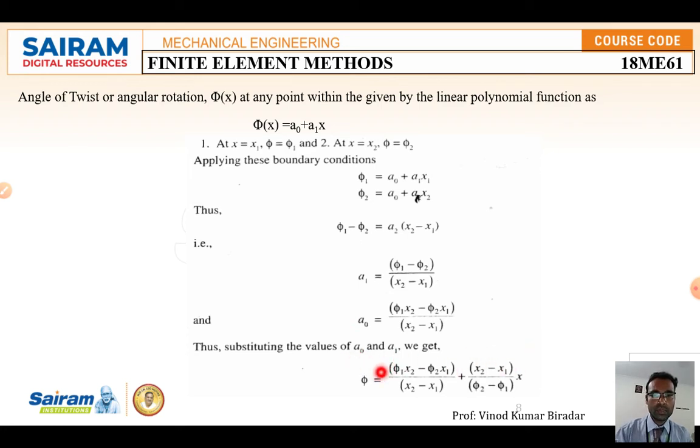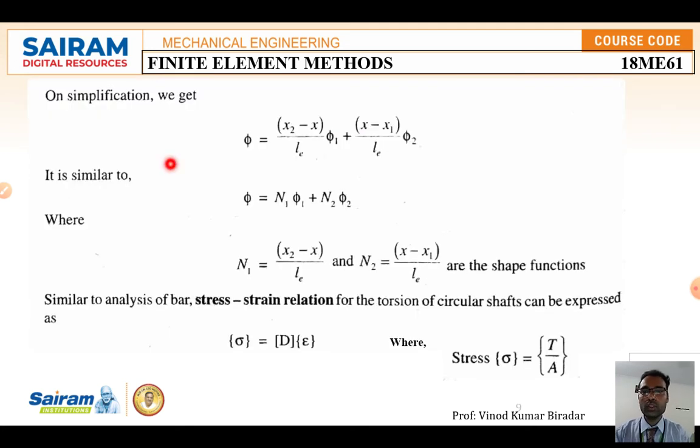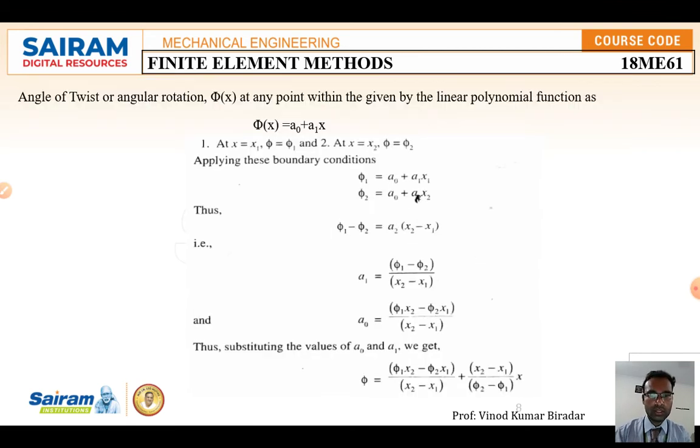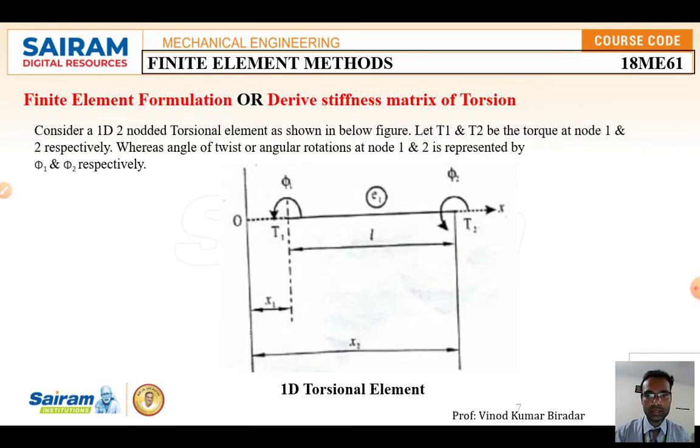That is, phi is equal to (phi 1 x2 minus phi 2 x1) whole divided by (x2 minus x1), plus (phi 2 minus phi 1) whole divided by (x2 minus x1), into x. Next, on simplification, we already know that x2 minus x1 is nothing but L, the length of this element.